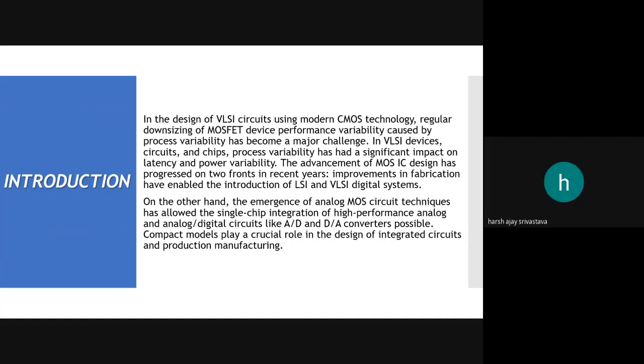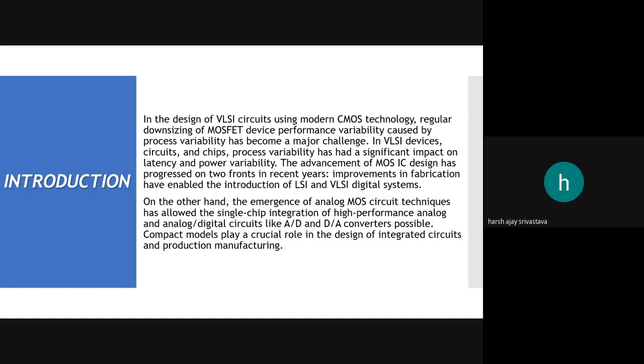Good evening to all of you. In the introduction part, in the design of VLSI circuits using modern CMOS technology, regular downsizing of MOSFET devices, and performance variability caused by process variability, has become a major challenge. In VLSI device circuits and chips, process variability has had a significant impact on latency and power variability.